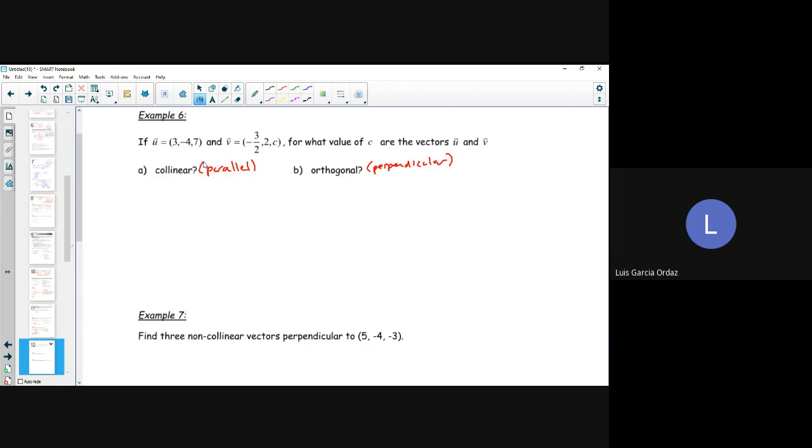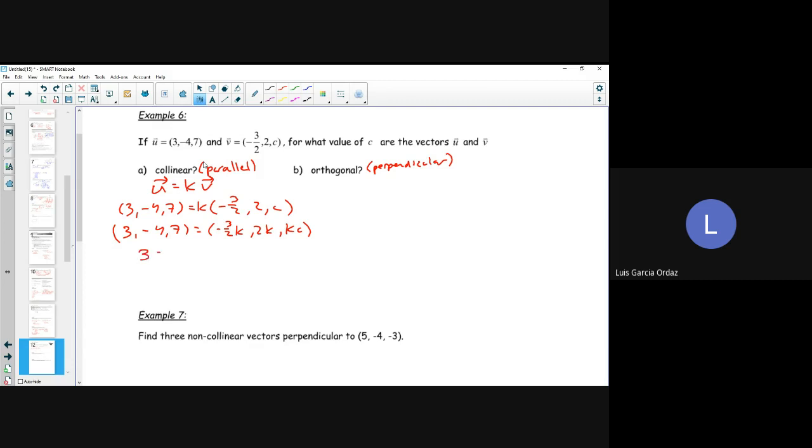Yep, U is equal to k V. Vector U is equal to some scalar k times vector V. In this case, 3, -4, and 7 is equal to k times -3 over 2, 2, and c. So 3, -4, and 7 is equal to -3 over 2 k, 2k, and kc. We don't know what c is. So in order for it to be collinear, when I solve for k for the first two, they have to be the same number, which means I can assume it works to find c.